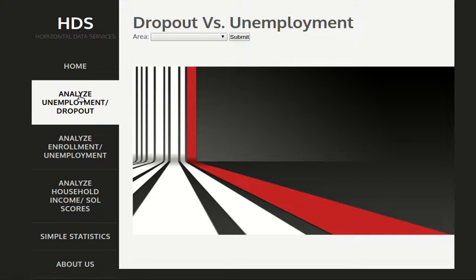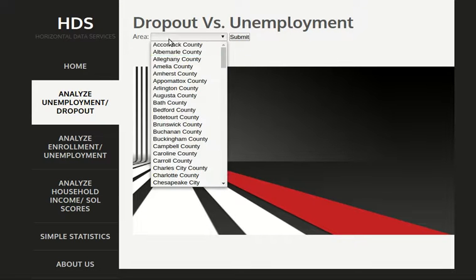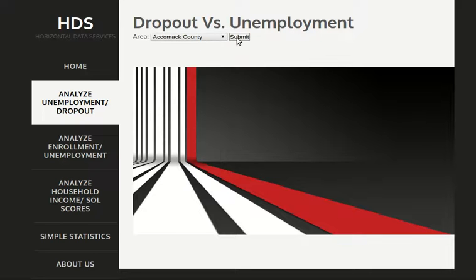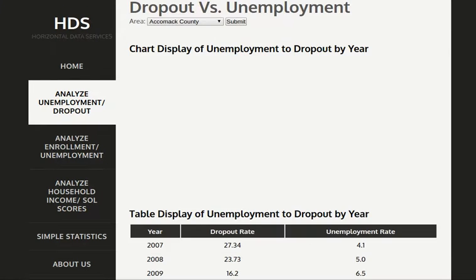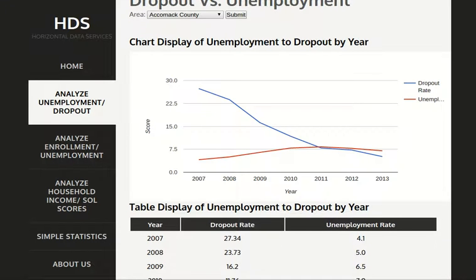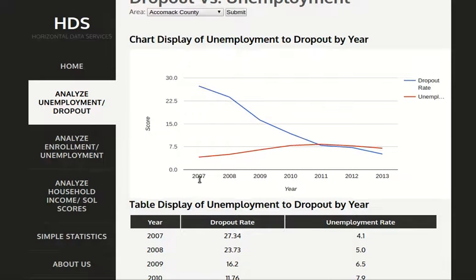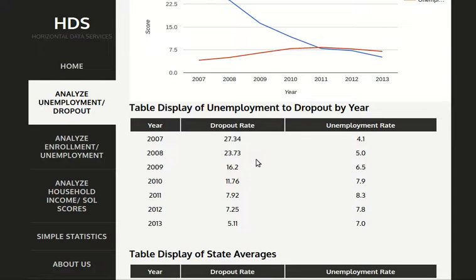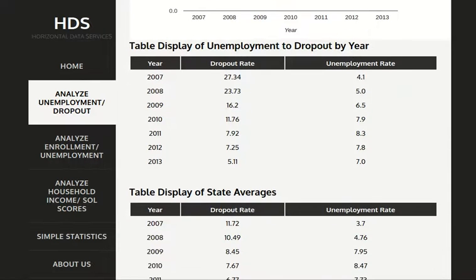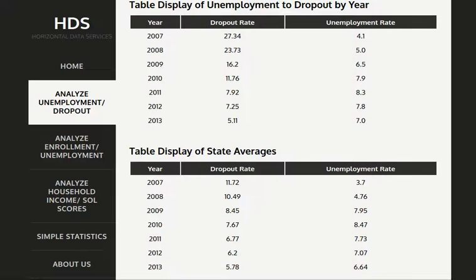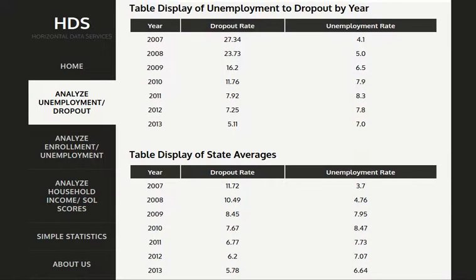So the first query analyzes dropout rate versus unemployment rate. You start out by giving a county or city and hit submit. From there, you are given a chart and two tables. The first chart has two lines, one that shows the dropout rate and the other one that shows the unemployment rate. And down at the x-axis, you're given the year, and on the y-axis, you're given the rate. We also have a table that the user can use to find the statistics for a given specific year, and we also have a state average so the user can determine how the selected county or city compares with the state average.